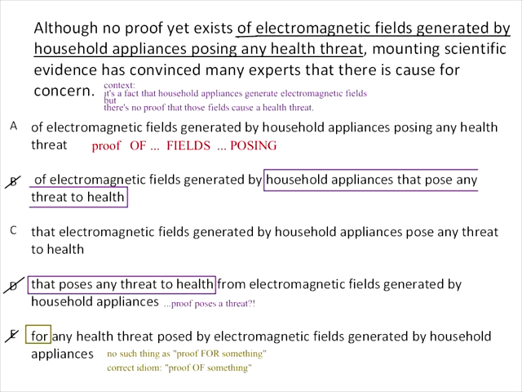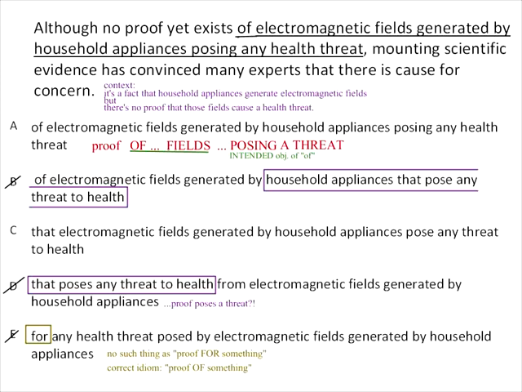The issue here is that the intended, what we have proof of, is that they're posing a threat. It's not proof of the fields themselves. This is the intended reference, and this is the intended object of. And that's not how it works. The actual object here is fields. So this is why this is incorrect.